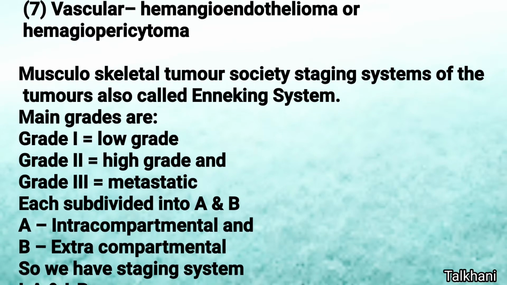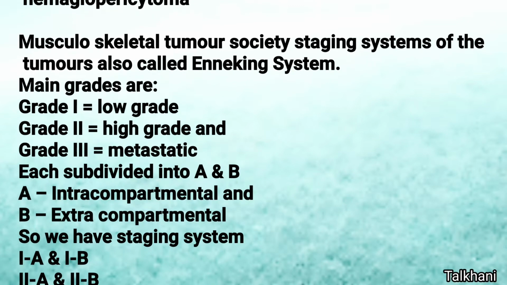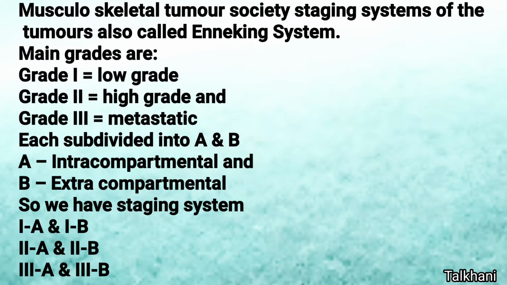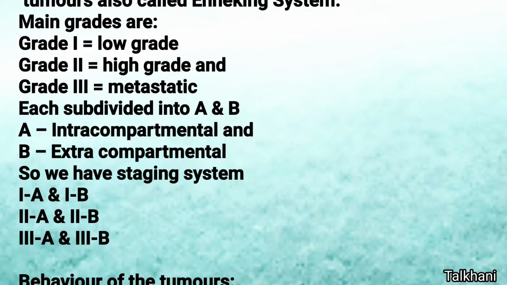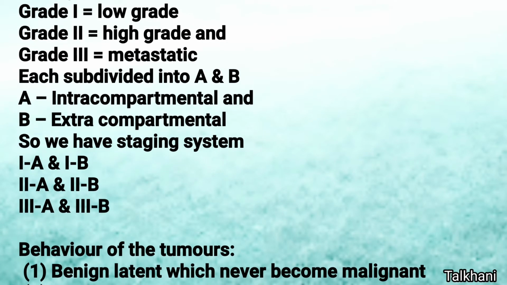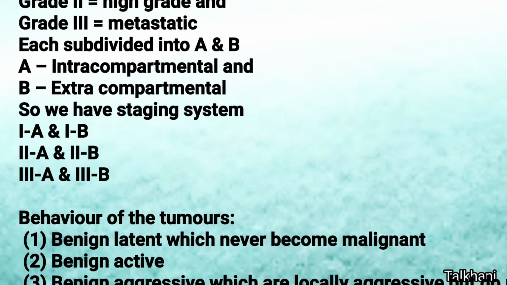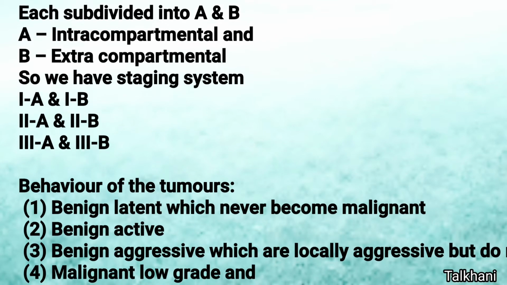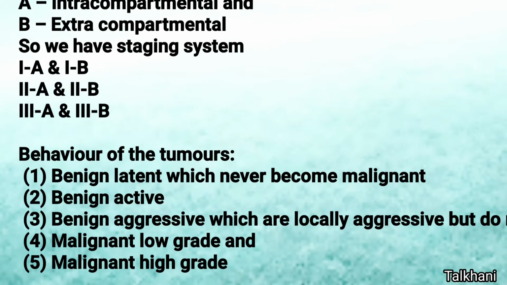Musculoskeletal Tumor Society staging system of tumors, also called Enneking system grading. Grade 1 are low grade, grade 2 are high grade, and grade 3 are metastatic. Each grade is subdivided into A and B, A intracompartmental and B extracompartmental tumors. So we have staging system 1A, 1B, 2A, 2B, and 3A, 3B.